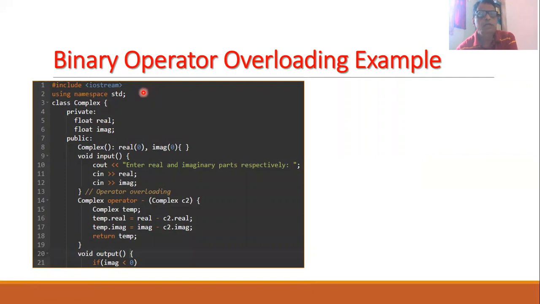In this example, initially we will include the input output stream header file using the namespace standard. We have taken a class complex. So here we have a class of complex numbers, and we know that in complex numbers there are two parts. The first one is the real part and the second one is the imaginary part. So the two variables, real and imaginary, are declared of the type float.